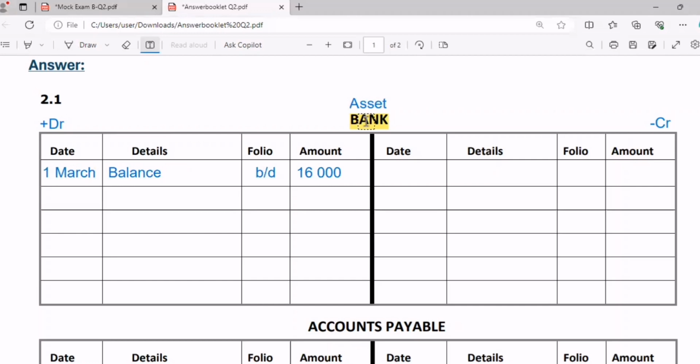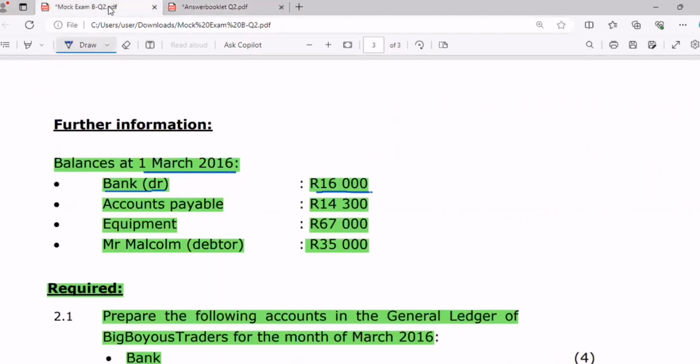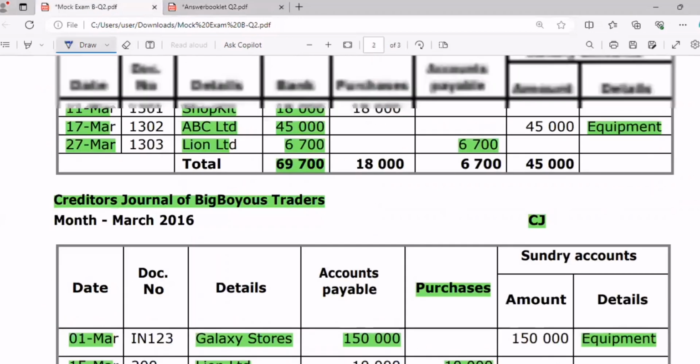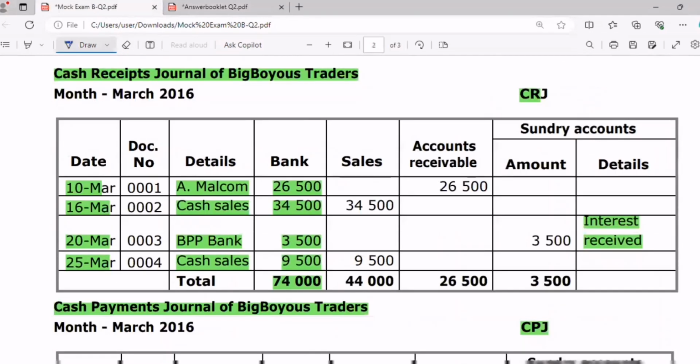And then guys, this is the bank account, which is an asset. So now we should ask ourselves, what can make our bank balance increase? Our bank balance will increase when we are receiving cash. So we're going to have the total. This balance, we take it from the CRJ. So all cash received is recorded in the CRJ. So now we are going straight to the CRJ to confirm the total.